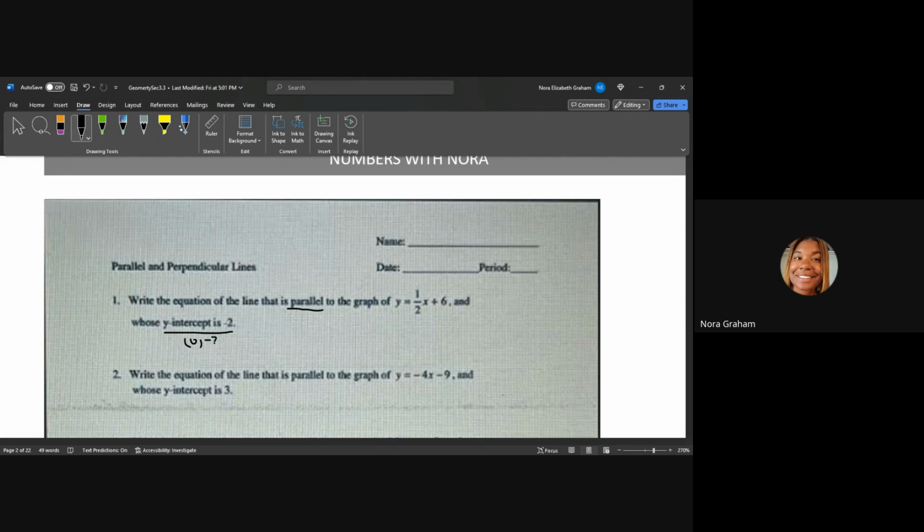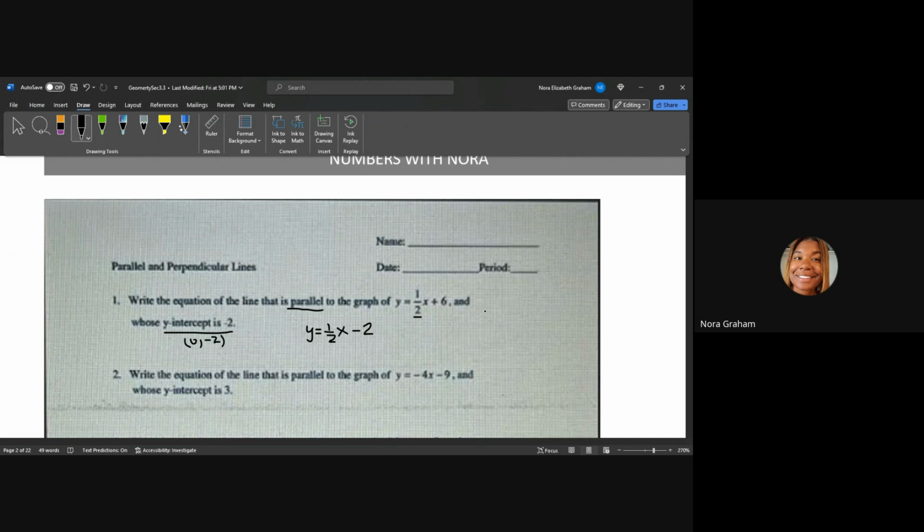Usually we would use the point slope formula, and some of the questions below, we're going to use it. But for this one, since they give us our y-intercept, there's no need to use that. So for this one, I know that the slope is going to be the same. So I would have y equals the slope here, my coefficient for my x, 1/2. That just stays the same because the lines are parallel. And then -2.